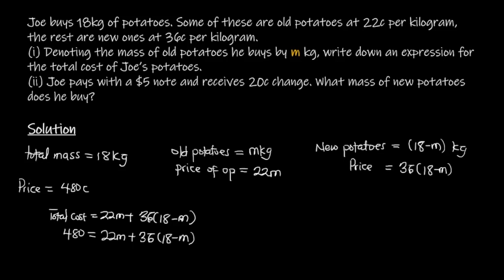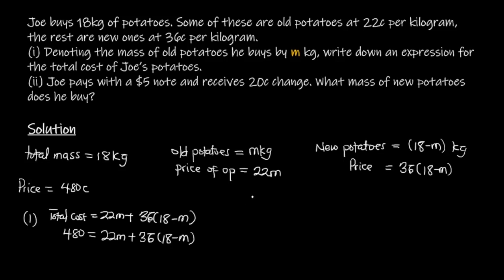Alright, so now we have an equation. The first expression, this is the solution for I, total cost. This is the solution. So we have 480 is equal to 22m plus 36 into bracket 18 minus m. This becomes the equation denoting the mass of the potato, both old and new, and then the price. Right, so let's go ahead and solve this equation and get our answer.